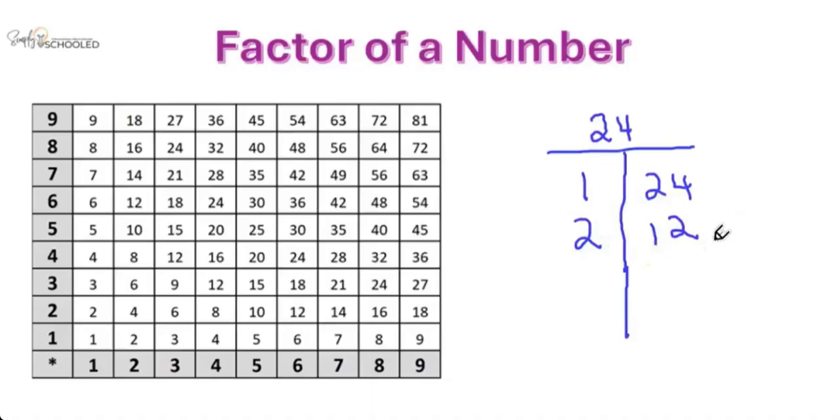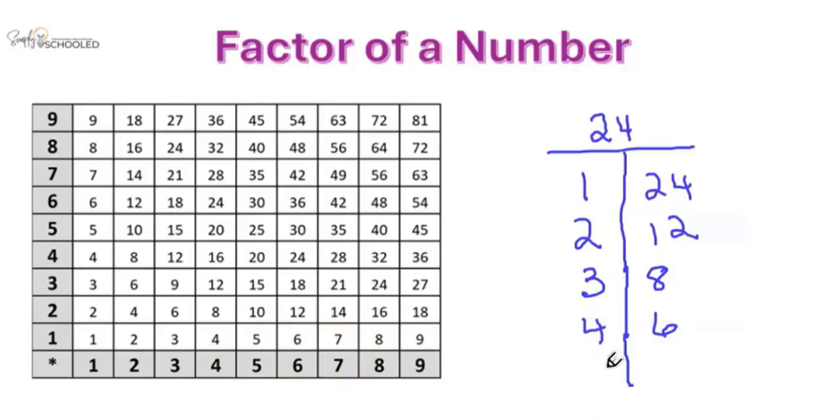You may already know a lot of them by heart. But if you think about it, you really only have to check the numbers up through half of the number. So half of 24 is 12. So I need to check the numbers 1 through 12. 3 multiplies by 8 to get 24. 4 multiplies by 6 to get 24.